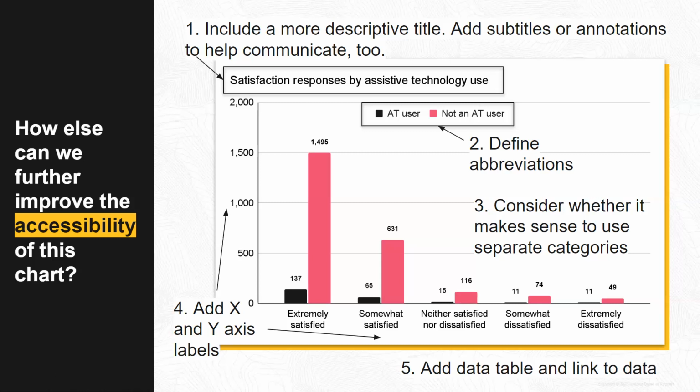The third is considering whether it makes sense to use separate categories at all. Right now, I like to disaggregate data a lot of times to show differences between different populations, but I don't really think this visual is doing that. It's difficult to perceive the difference here. And the AT users are also a pretty small subset here. So does this chart even make sense for what I'm looking to do with this data? Usually those are things you want to think about up front, but sometimes it's hard to anticipate this until you actually see it and you're like, oh, that doesn't tell the story I want to tell. Let me think about a different way of telling that story. Fourth is there are no X and Y axis labels here. And then number 5 is adding a data table and a link to the data or data source.